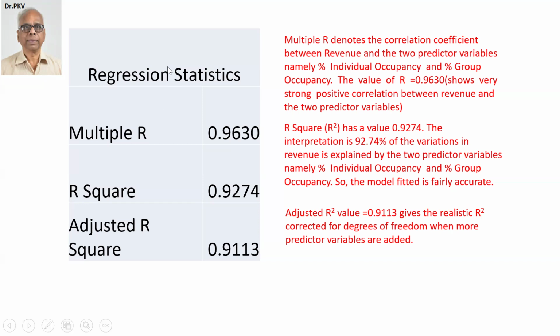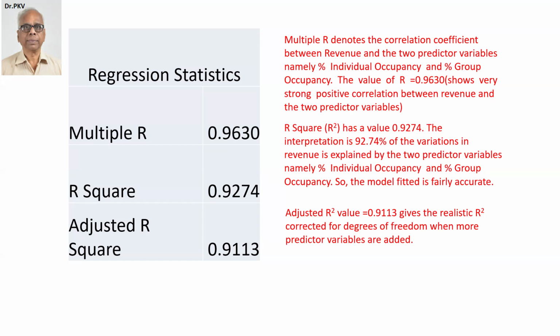And we get here a very high positive correlation reflected by a very high value of R, which is 0.9630. Positive correlation, which is very strong. And therefore, it looks that the two predictor variables are able to capture the vagaries in the revenue of the hotel. It's a very strong correlation. Positively related, we can say.